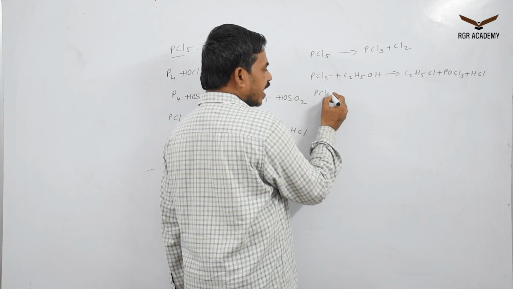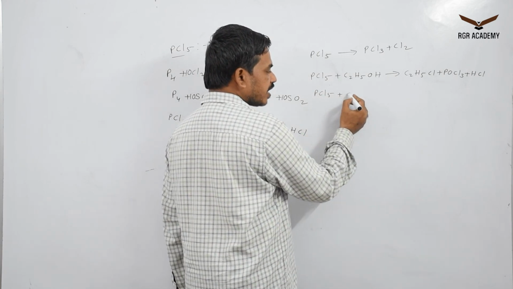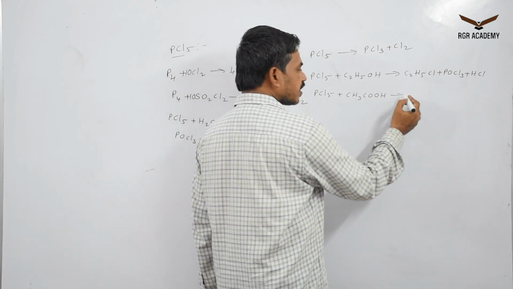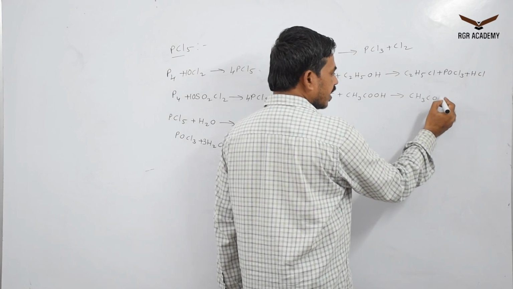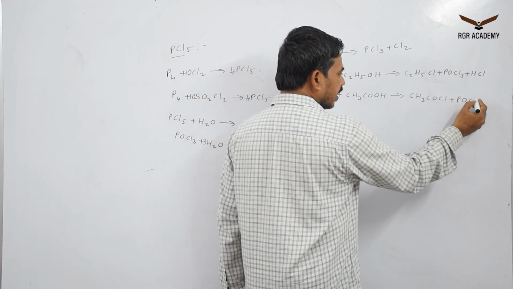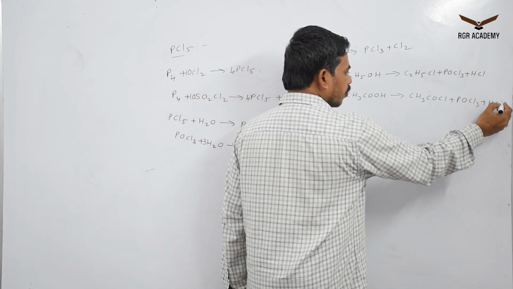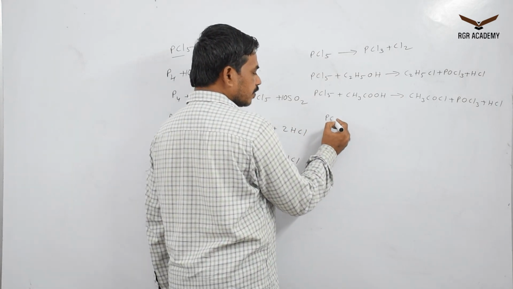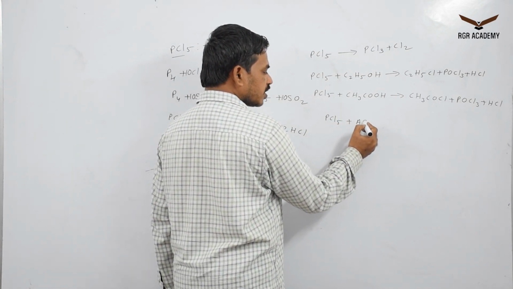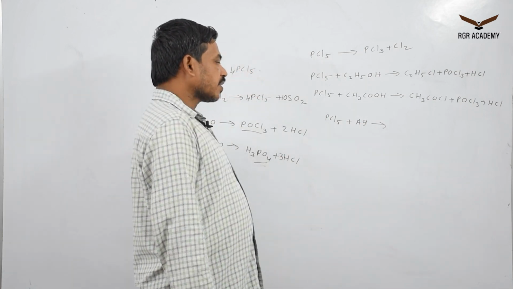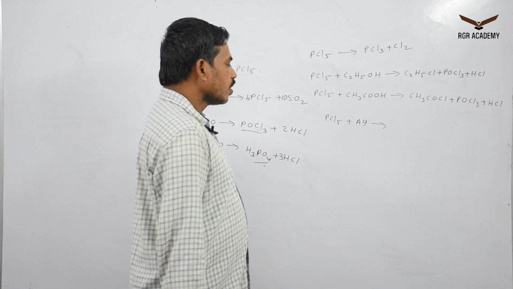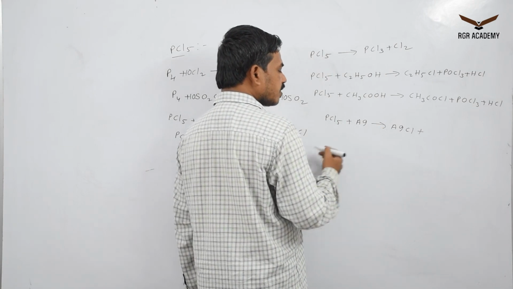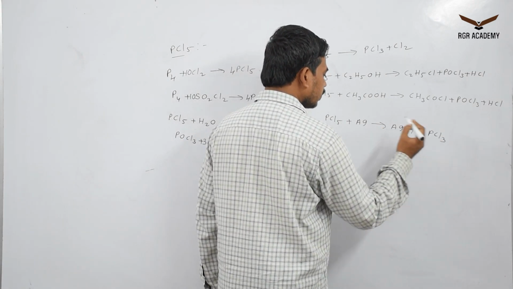Next, phosphorus pentachloride on reaction with acetic acid forms acetyl chloride plus phosphoryl chloride and HCl. Next, phosphorus pentachloride on reaction with silver metal forms silver chloride, AgCl, plus PCl3, phosphorus trichloride.